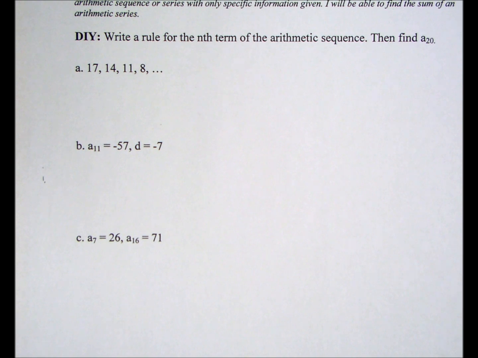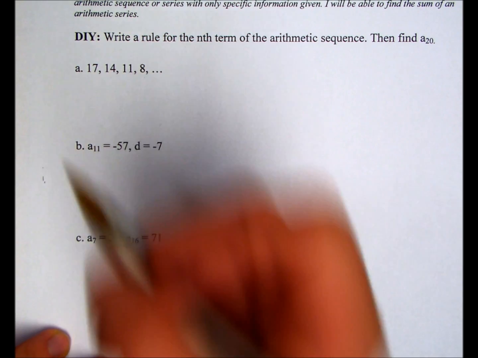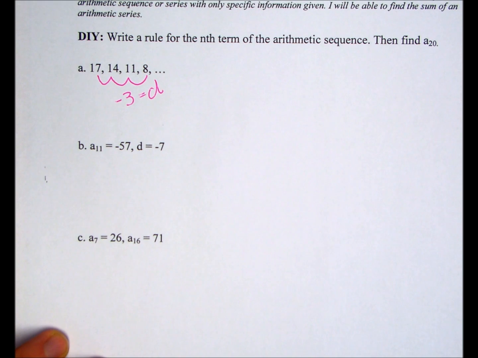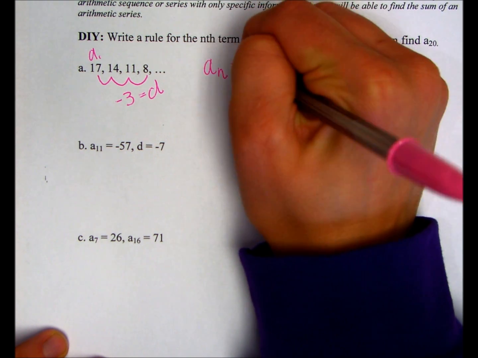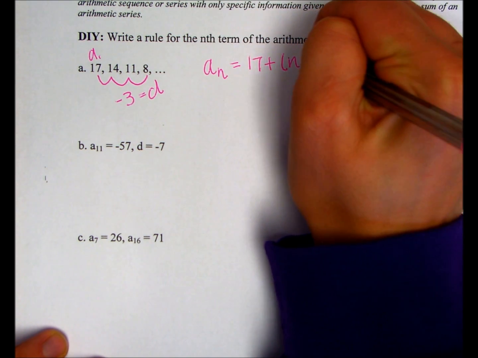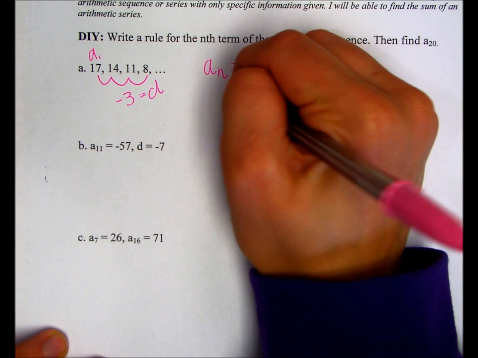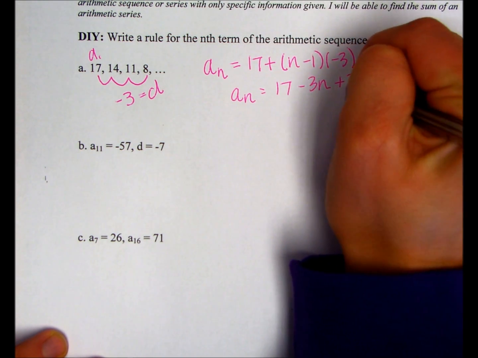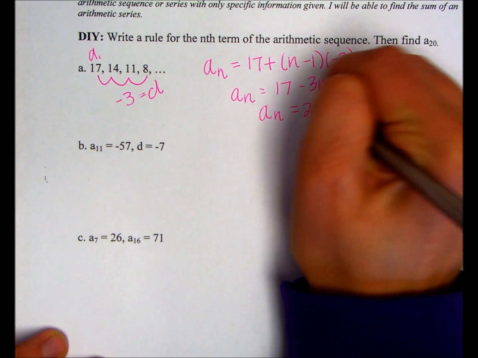So if I look at this first example, to go from 17 to 14 to 11 to 8, I know my numbers are getting smaller. Here I'm actually subtracting 3, so that's my d value. My first term is 17. So I have a sub n equals 17 plus n minus 1 times negative 3. And if I clean that up, I get a sub n equals 17 minus 3n plus 3. So I get a sub n equals 20 minus 3n as my rule.